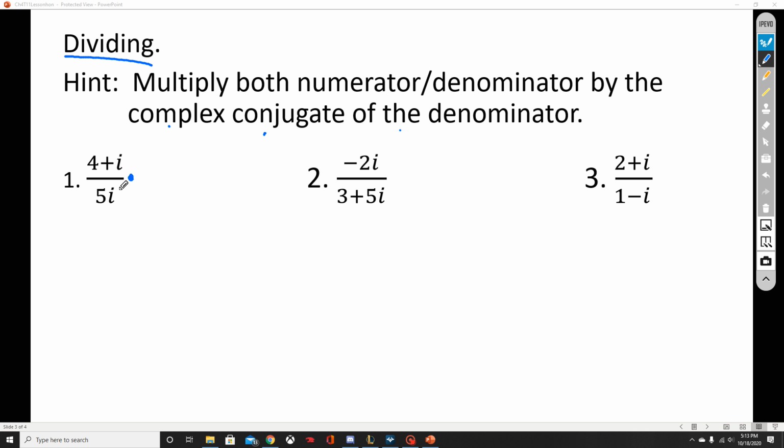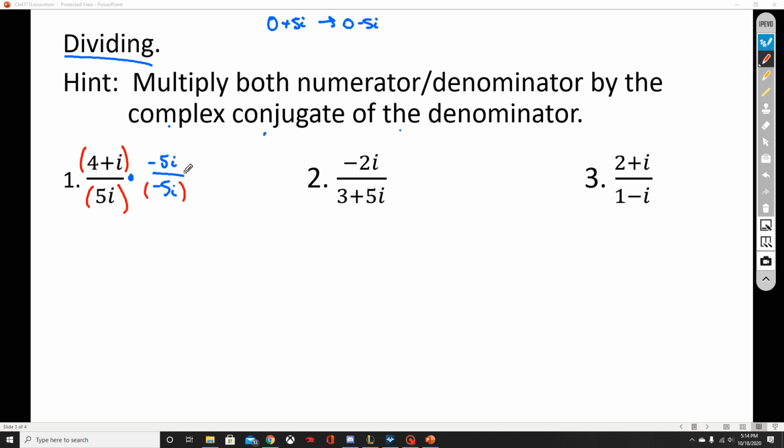So the denominator on number 1 is 5i. The complex conjugate would be negative 5i, because if you think of 0 plus 5i, the complex conjugate would be 0 minus 5i. Well, we don't need the 0, so 5i and negative 5i would be complex conjugates. So we're going to multiply by negative 5i over negative 5i. We're going to multiply both the numerator and the denominator by negative 5i.